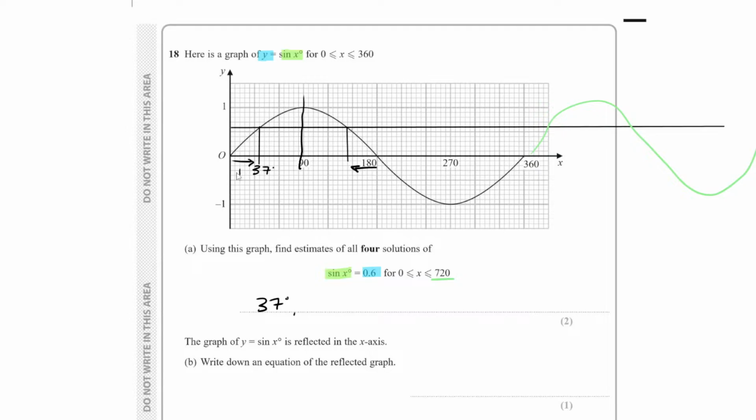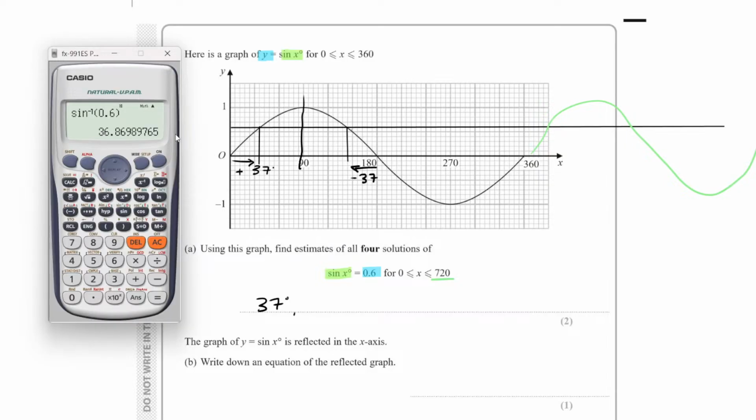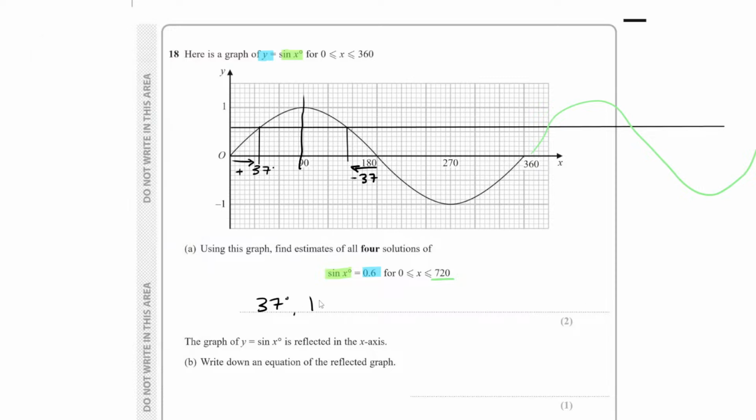So do you see how that one you add 37 from 0, this one you minus 37 from 180, because as you said from the symmetry. So I'm just rounding it to 37. They have a slight range of answers, so I'll show you in a minute. But I would do for this one 180 minus 37. So that's 143. That would be my second solution. But as I said, there's then technically 2 more.